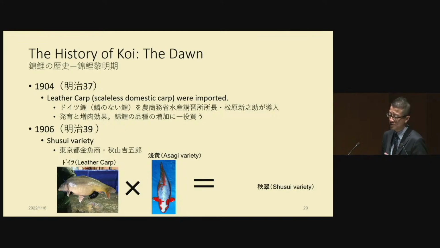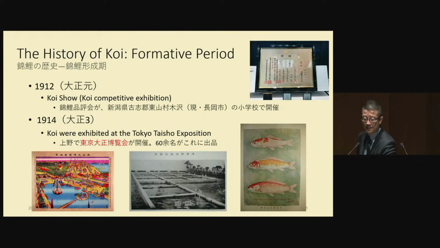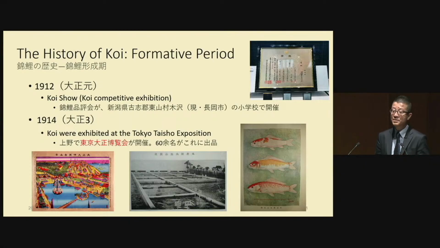In 1906, in Tokyo, Kichigoro Akiyama was a trader, and he traded Doitsu and Asagi. He made the Shusui variety by cross-breeding those two. As I mentioned before, they weren't called Nishikigoi yet in these days. They used to call them eccentric carp, kawarigoi, or irokoi, colored carp. There were more irokoi compared to kawarigoi, but kawarigoi was popular as well.